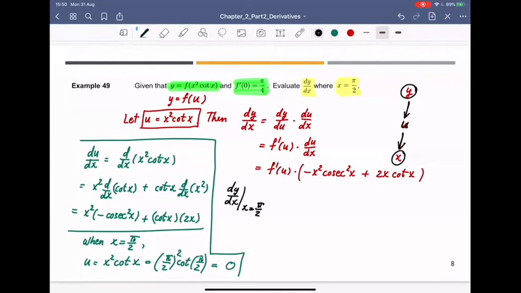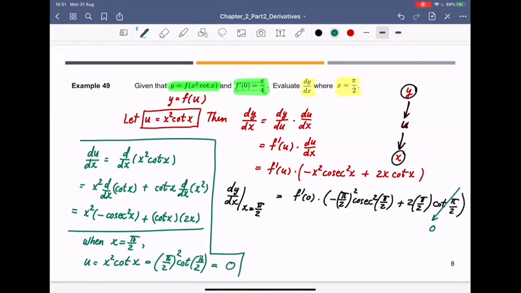So when I compute this thing, I have f prime 0 times negative, well, x equal to pi over 2, cosec squared pi over 2 plus 2 times pi over 2 cotangent pi over 2. All right, it is easy enough because cotangent pi over 2 is 0.